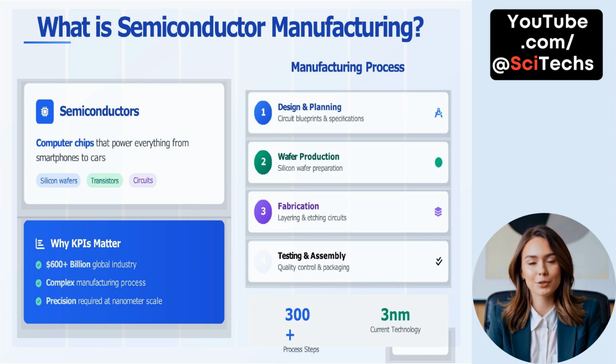With more than 300 process steps and current technology reaching the 3 nanometer scale, precision is critical. KPIs matter in this $600+ billion global industry because they help manage complexity, maintain precision, and ensure that each step adds value without introducing defects.